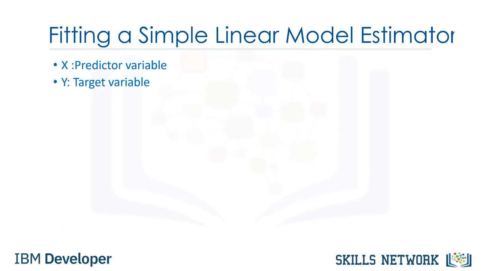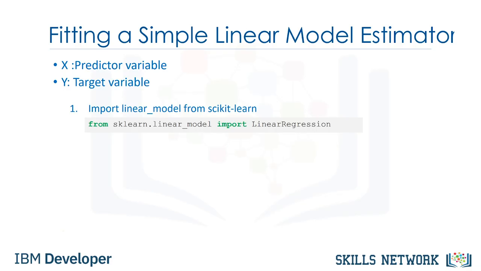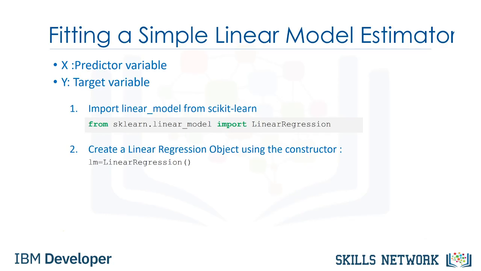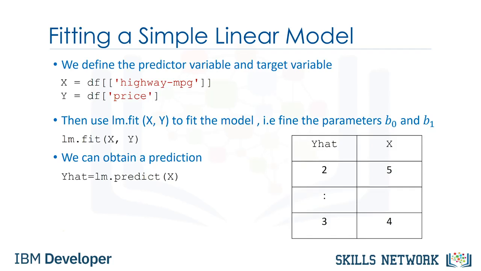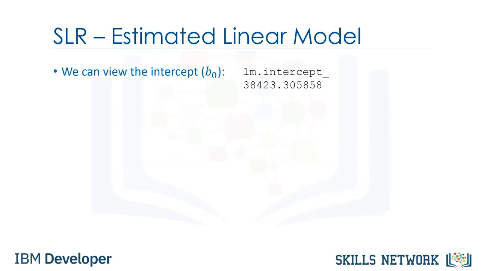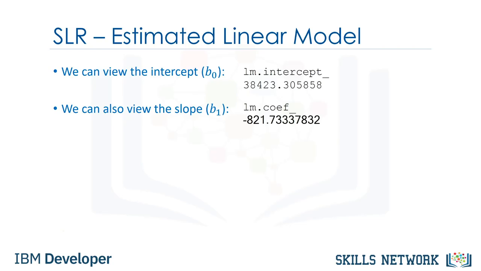To fit the model in Python, first we import linear model from scikit-learn, then create a linear regression object using the constructor. We define the predictor variable and target variable, then use the method fit to fit the model and find the parameters b0 and b1. The inputs are the features and the targets. We can obtain a prediction using the method predict. The output is an array. The array has the same number of samples as the input x. The intercept b0 is an attribute of the object lm. The slope b1 is also an attribute of the object lm.